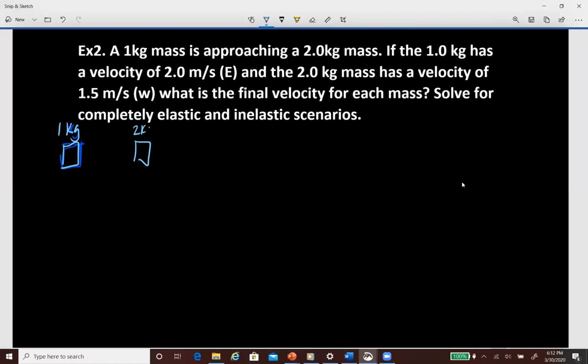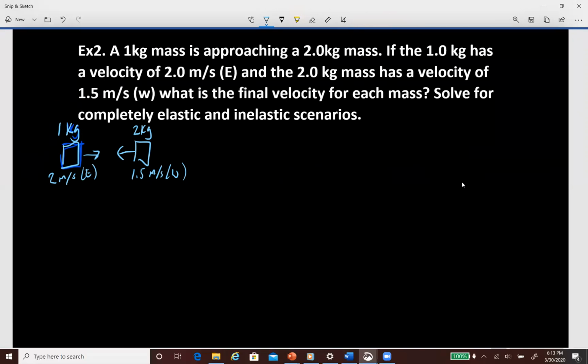Here's my 2 kilogram mass object. And it says the 1 kilogram mass object has a velocity of 2 meters per second east. And the 2 kilogram mass object has a velocity of 1.5 meters per second west. Okay, so in this case, the 2 kilogram mass is actually moving. Okay, now the technique is the same.